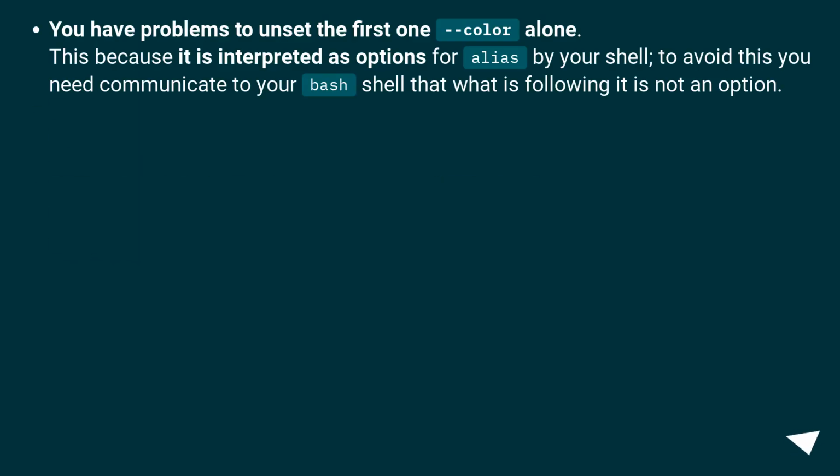You have problems to unset the first one, color, alone. This is because it is interpreted as options for alias by your shell. To avoid this, you need to communicate to your bash shell that what is following is not an option.